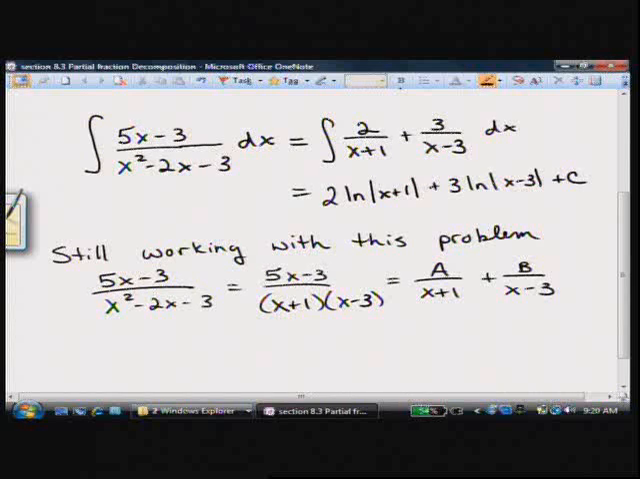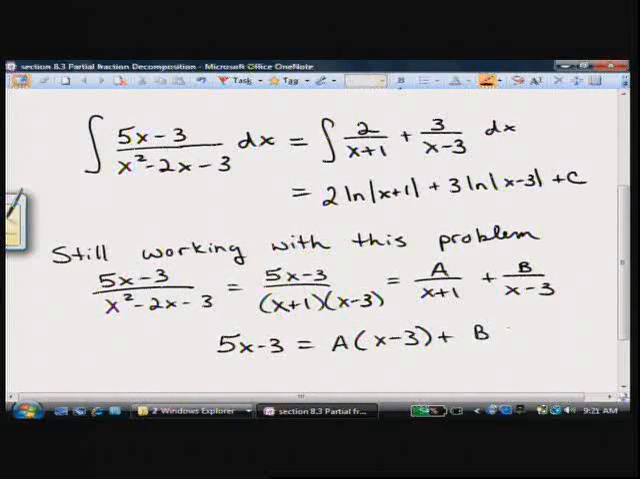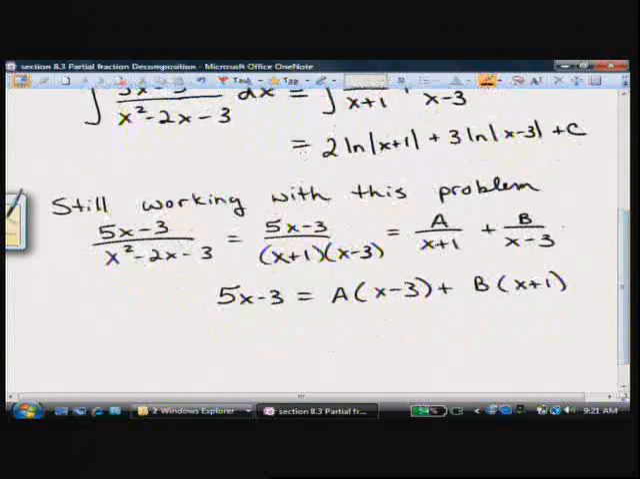So what you would do normally at this point, if you were getting a common denominator, is you would multiply this first one by x minus 3 over x minus 3. And this one would be x plus 1 over x plus 1. So you can think of this 5x minus 3 as equal to a times some x minus 3 plus b times some x plus 1. You're just imagining what you would do to get the right-hand side of the equation to the left-hand side.